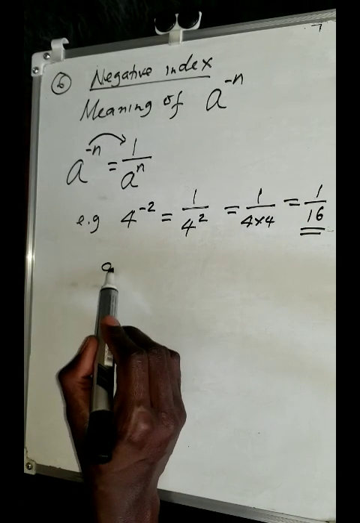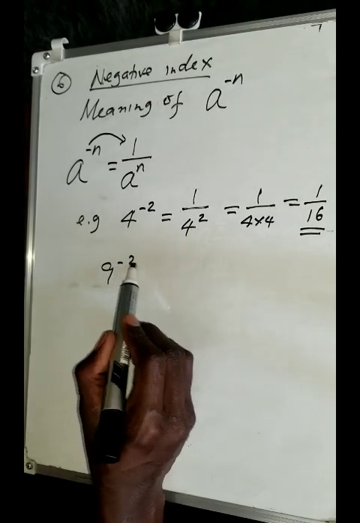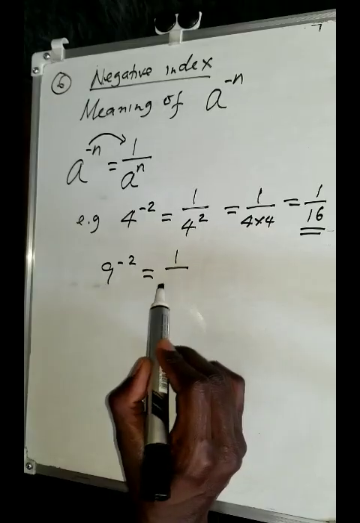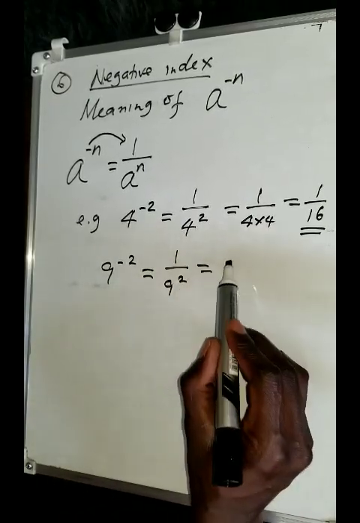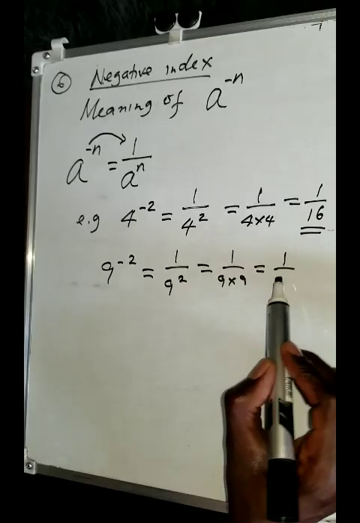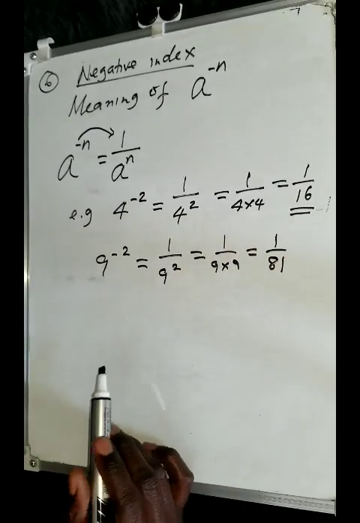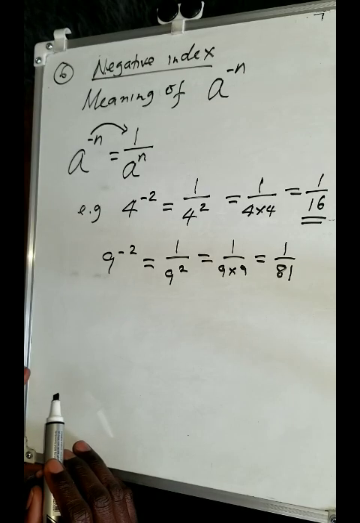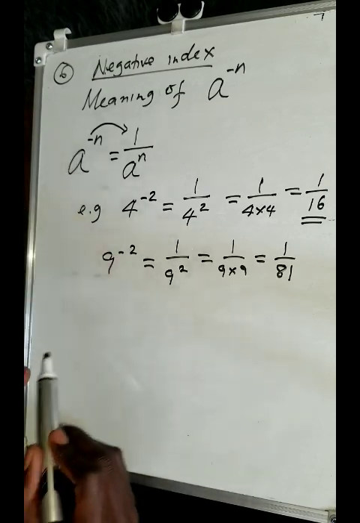Suppose I had 9 raised to the power negative 2. What does that mean? It means that negative is 1 over 9 raised to the power 2. Remember, 9 raised to the power 2 means 9 times 9, so it will be 1 over 81. I hope you are getting the sense of that. So it is possible when you have a negative.